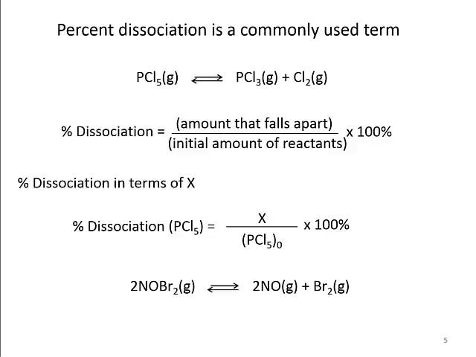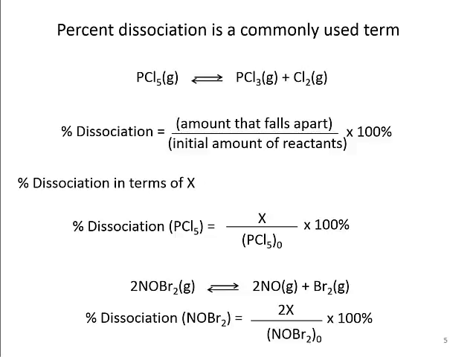Sometimes, however, X does not represent how much falls apart. In this case of NOBr2 dissociation, the amount of NOBr2 that falls apart would be given as 2x, and so the percent dissociation of NOBr2 is based on 2x. This is common, and you'll probably see this term percent dissociation in several of the homework problems.